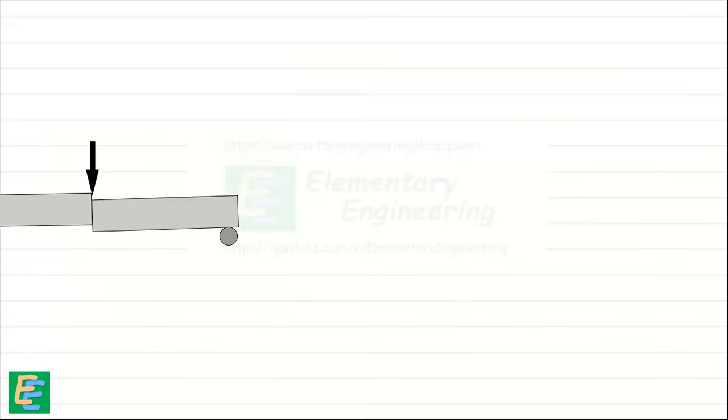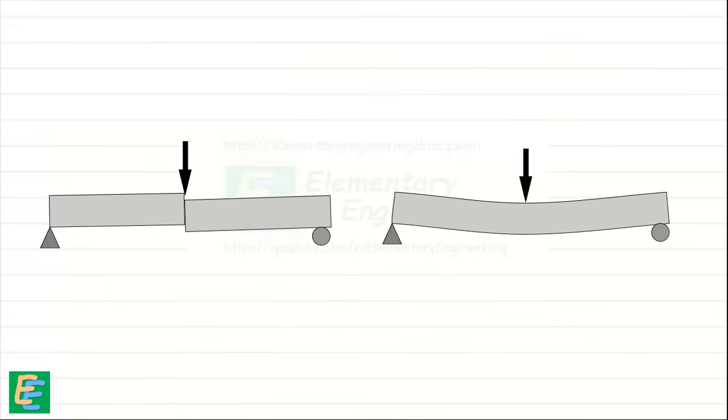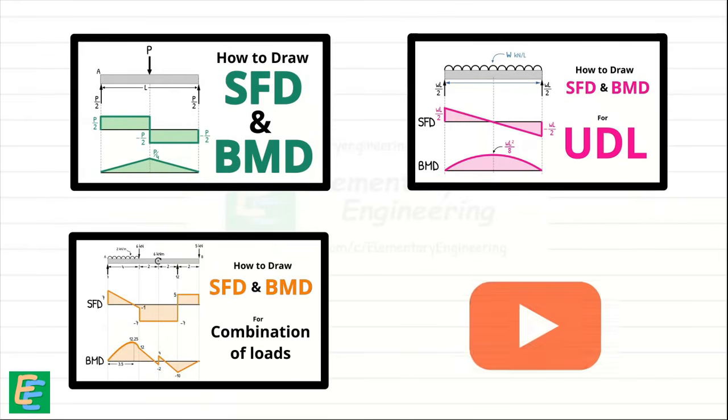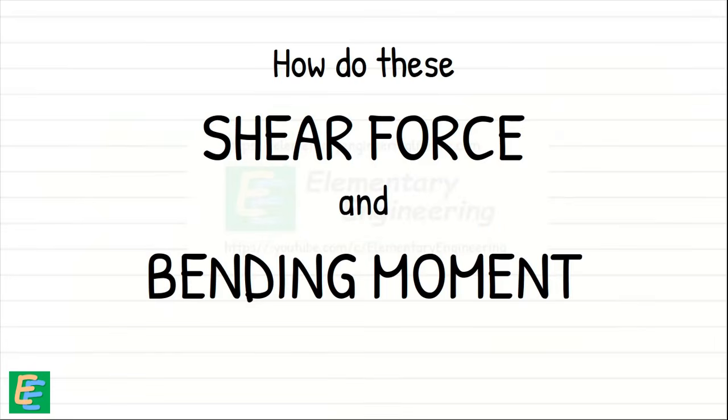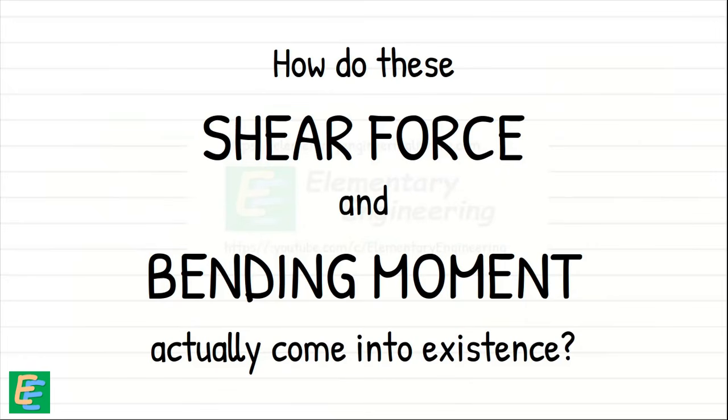These loads try to slice and bend the beam, but the beam tries to resist these forces by generating shear force and bending moment. In the previous videos, we learned how to calculate these internal forces and how to draw their variation along the length of the beam using shear force diagrams and bending moment diagrams. But how do the shear force and bending moment actually come into existence?